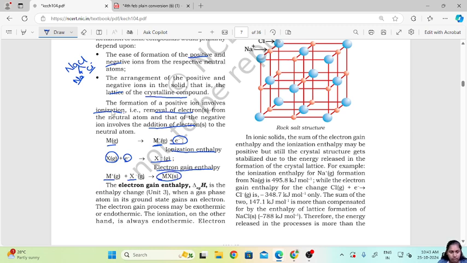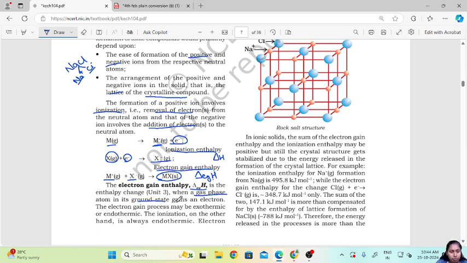Now the electron gain enthalpy, that is ΔegH, is the enthalpy change when a gas phase atom in its ground state gains an electron. So when an atom in its gas phase and ground state gains an electron, that is what electron gain enthalpy is, and it is denoted by ΔegH. Here ΔH stands for enthalpy change, and egH stands for electron gain enthalpy.